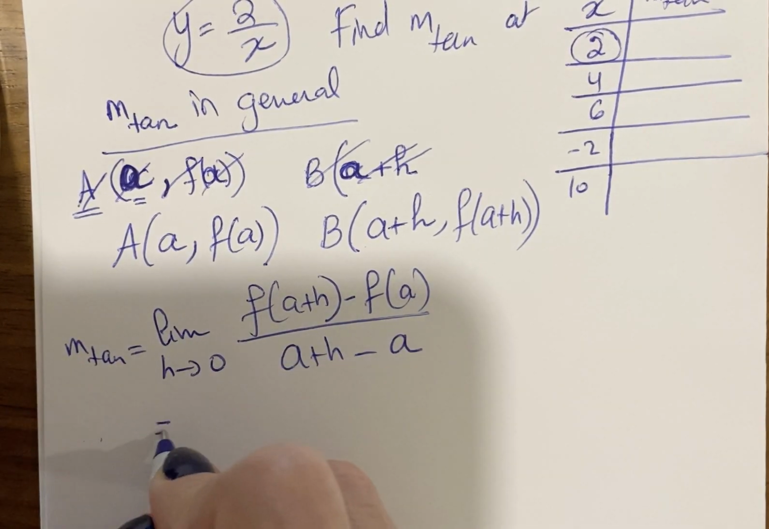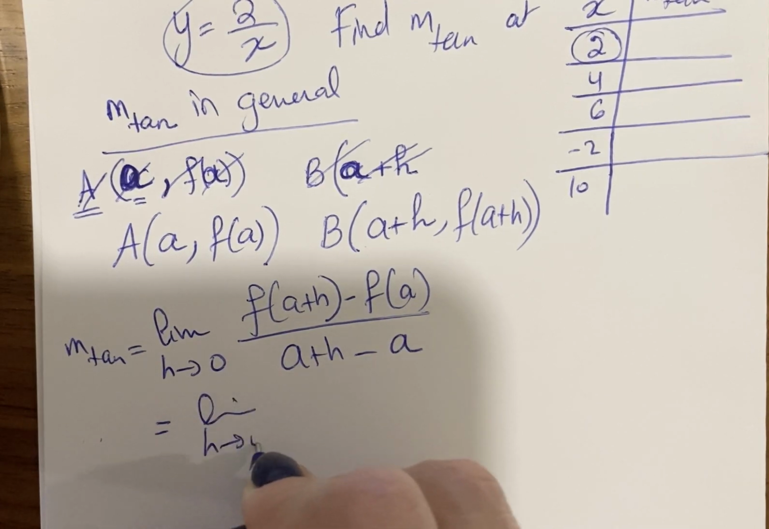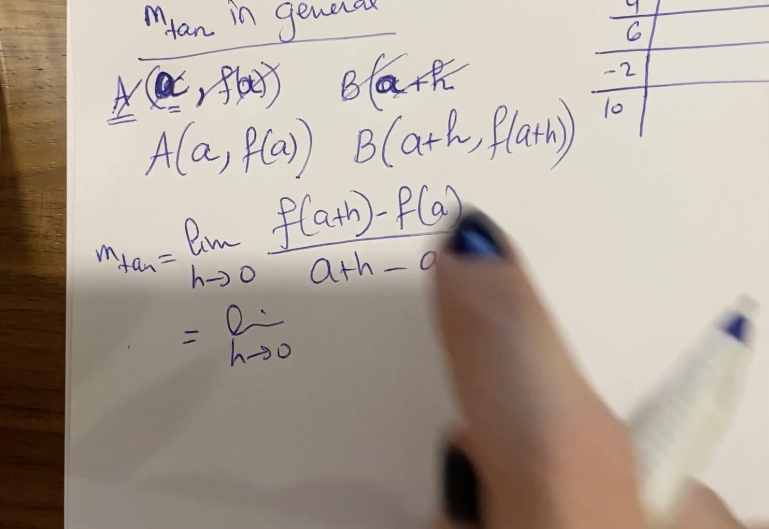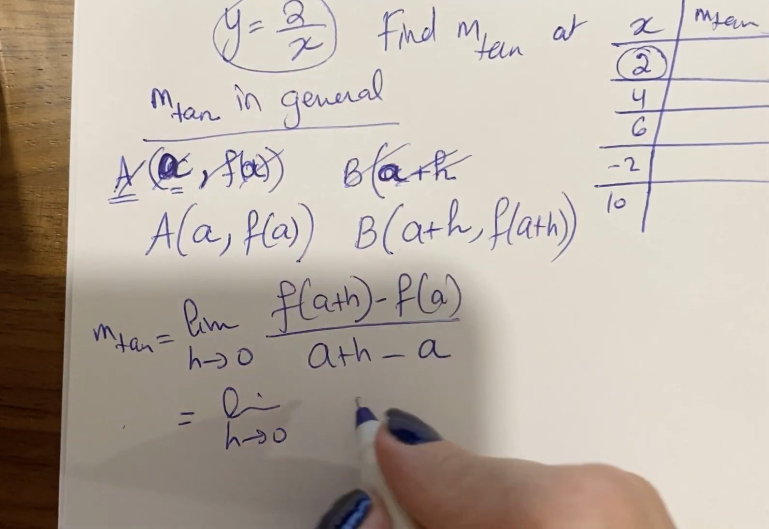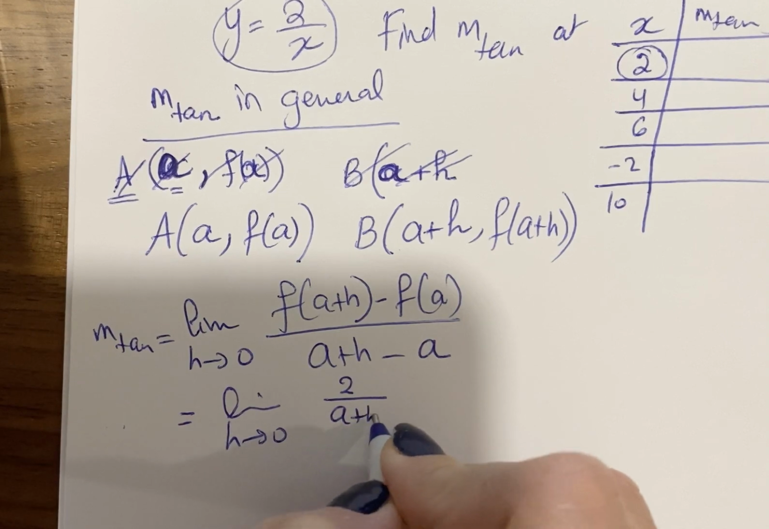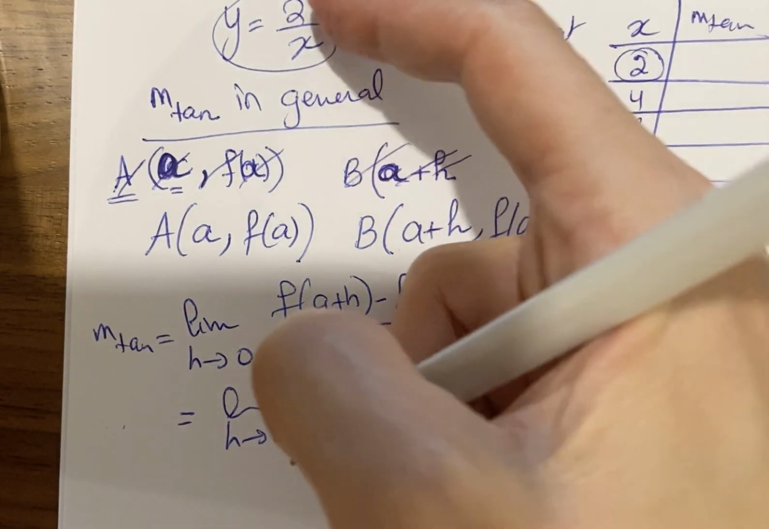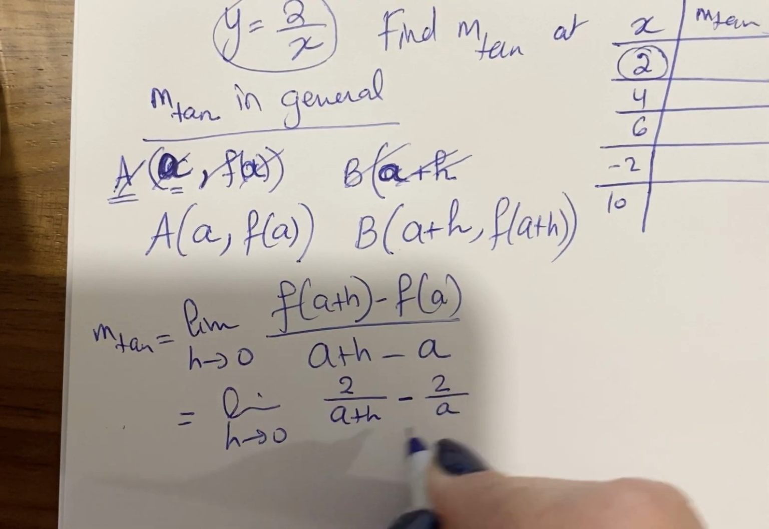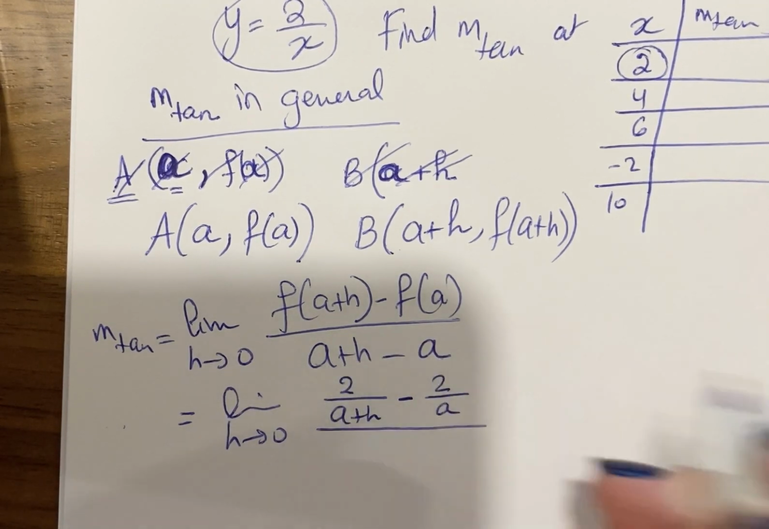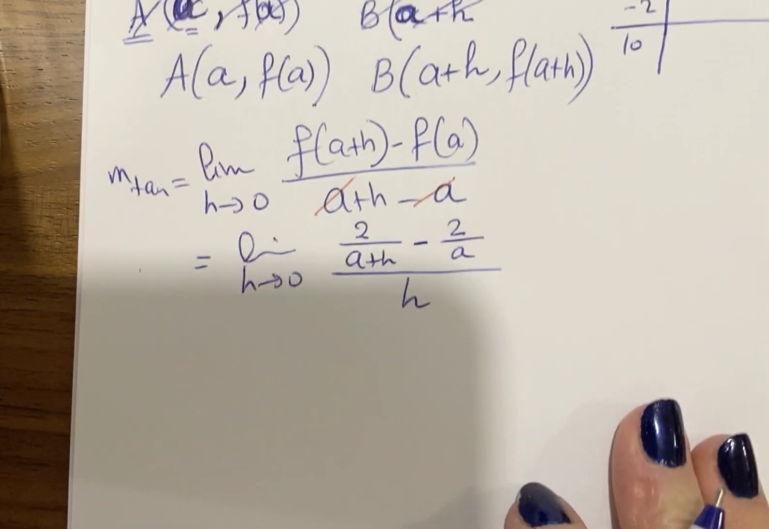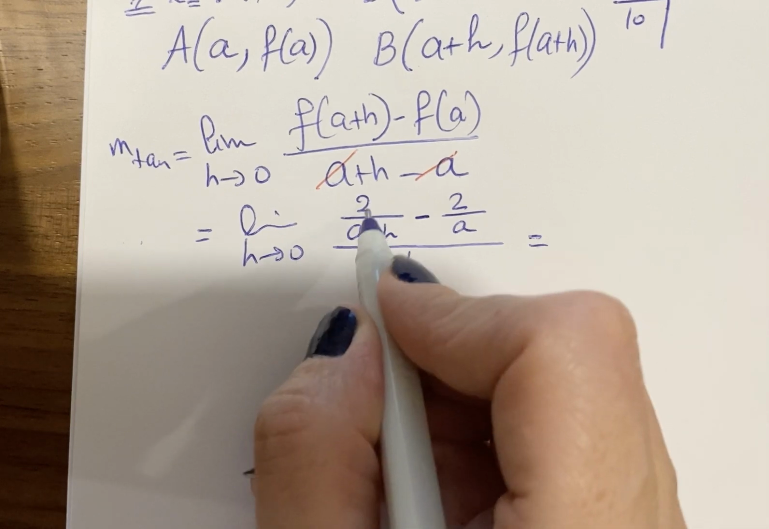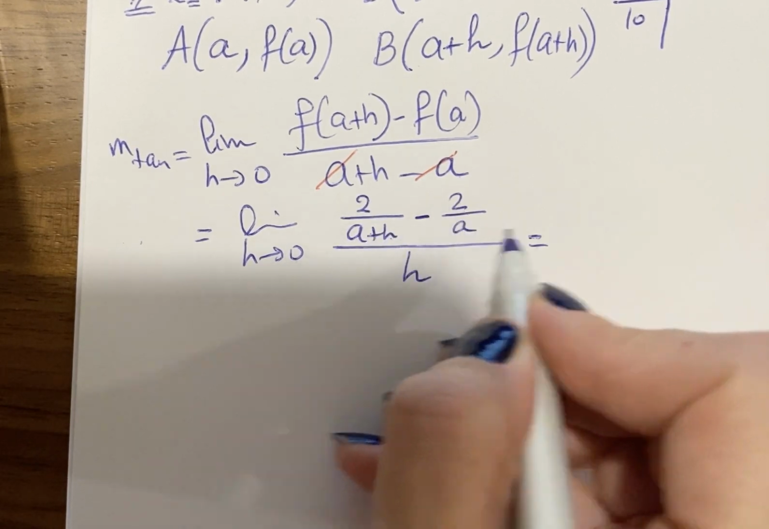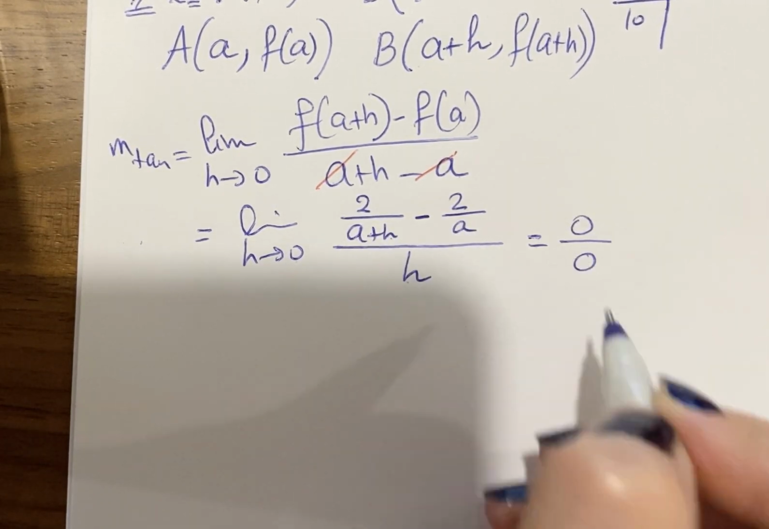So this is equal to limit as h approaches 0. What's the function f of a plus h? You take a plus h and substitute it in this function, 2 over a plus h, minus f at a, which is 2 over a, over a plus h minus a. The a and the a cancel, so what do we have left in the denominator? h. What do we do to find limits? We substitute 0. 2 over a plus 0 is 2 over a, minus 2 over a, over h.